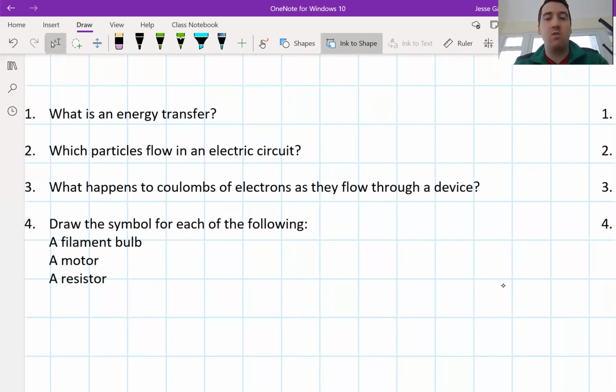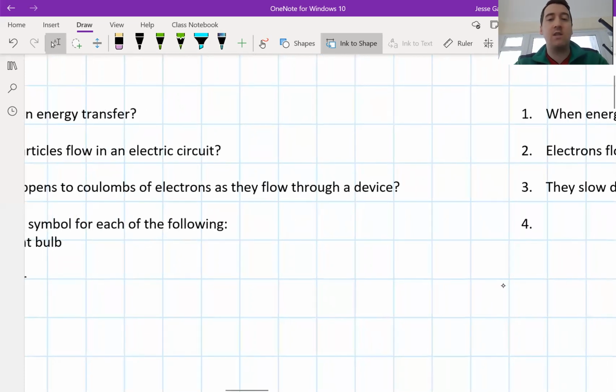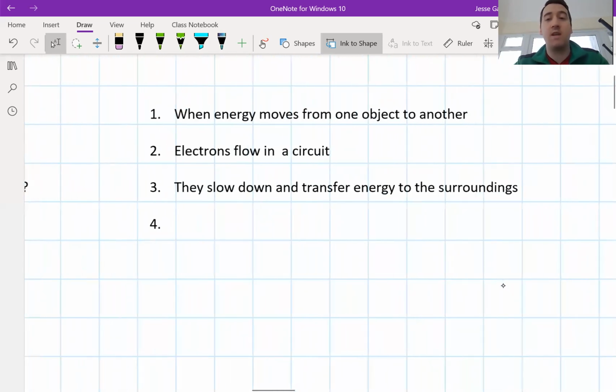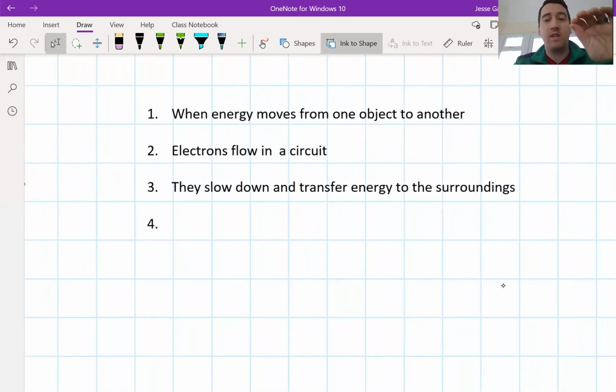And what happens to these coulombs of electrons, these massive numbers of electrons, as they flow through a device? As they move through a device, the device slows them down because the wire in a device gets really thin and this slows down the movement. And when the electrons slow, their energy that they had before they entered the device, which was much more energy because they were moving quicker, has to go somewhere, so it gets transferred to the surroundings. So what happens to the coulombs of electrons? They slow down and they transfer energy to the surroundings.